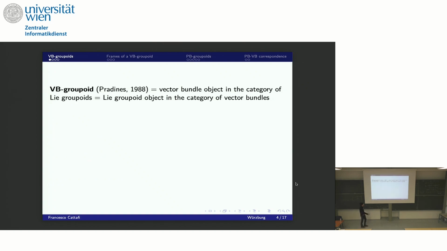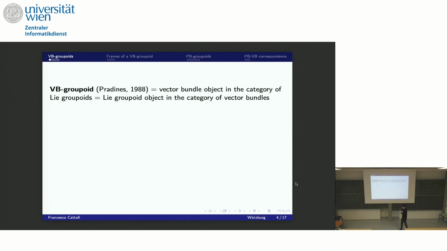So VB-groupoids, well, these are objects which are already quite old. They are older than me. They have been introduced by Pradines, and there are many equivalent definitions. So one can define it, for example, in this very compact way, as a vector bundle object in the category of Lie groupoids, or a Lie groupoid object in the category of vector bundles. If you know what this term means precisely, one can just unravel it and be precise on what the definition is. But I will later show you concretely what a VB-groupoid is.